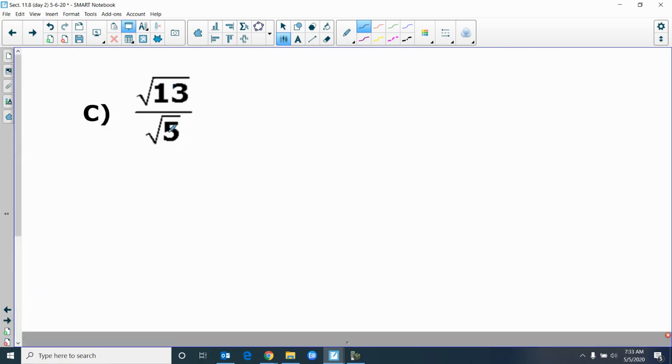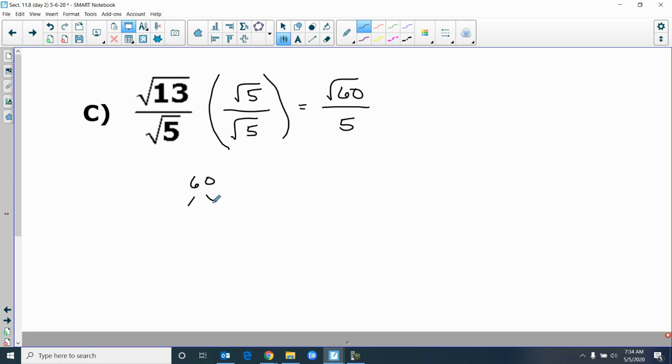Square root of 13 over square root of 5. Okay, same thing here. Multiply by square root of 5 over square root of 5. Square root of 5 times square root of 5 is 25. Square root of 25 is 5. 13 times 5 is 60. Now, this one reduces. It's the first one we've come to that reduces, because 60 is 10 times 6, is 2 times 5, is 2 times 3.